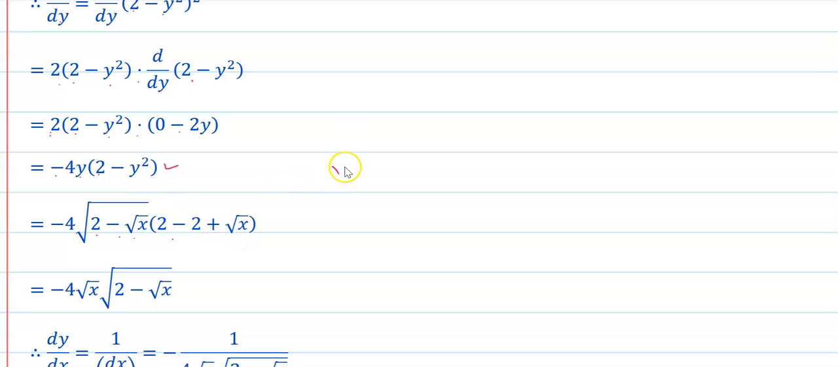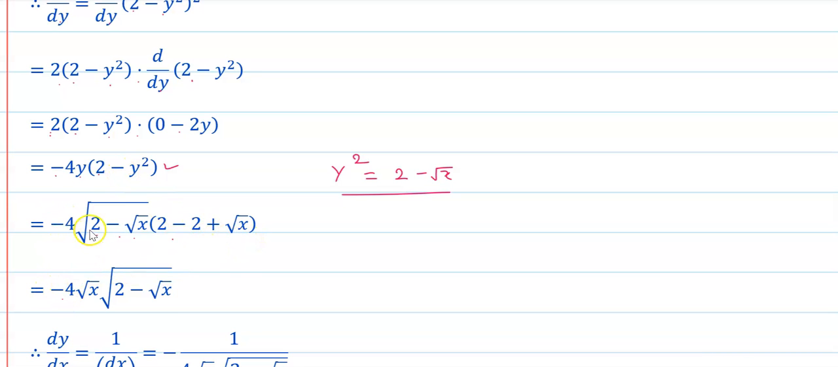Here we have substituted the value of y square. The value of y is 2 minus root x. Okay. If we substitute, the minus outside the bracket, and their sign will be changed.